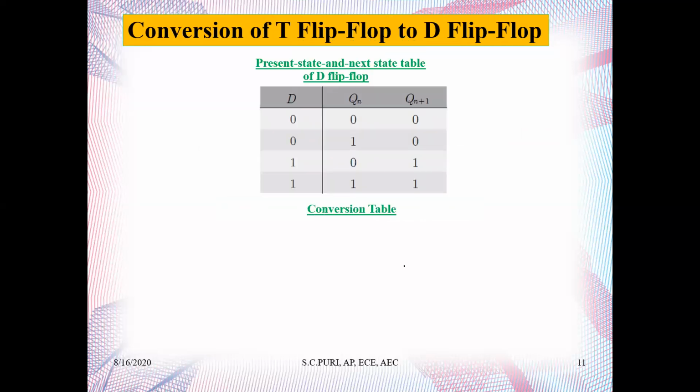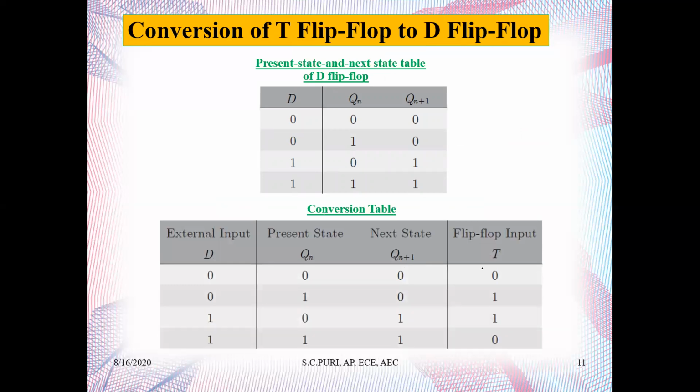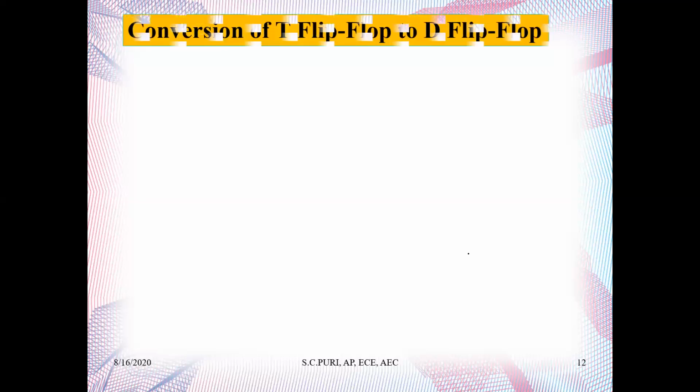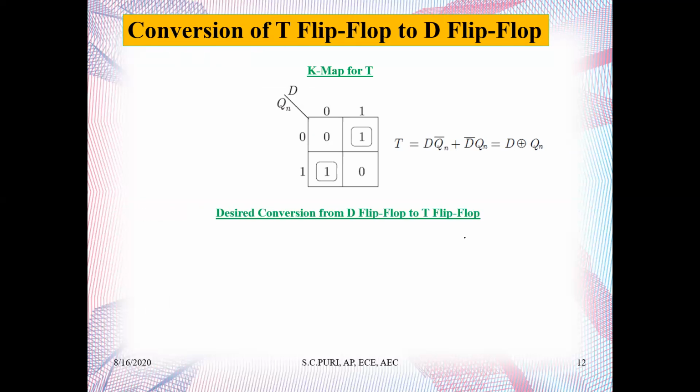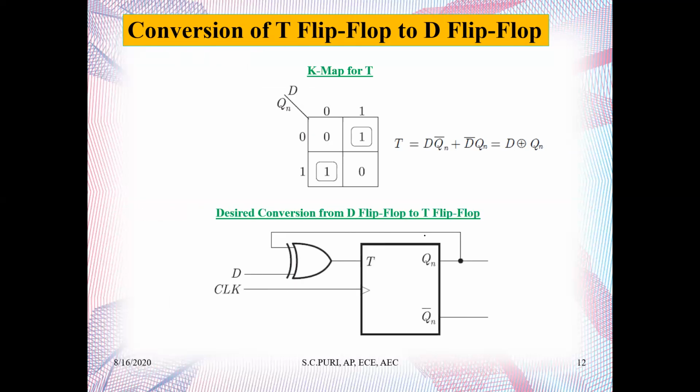Now T to D. Similarly, we have discussed this about D. The conversion table is this one, as you can see here. So D to T, similarly like the others. Now this is the required K-map. The same procedure for all. Very simple. And you see, using T, we get D, because T is equal to D XOR of Q1. So D XOR of Q1.